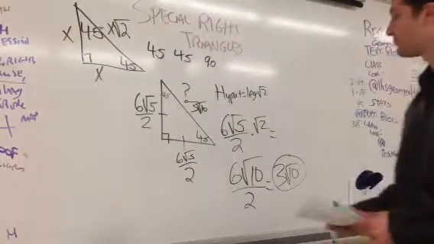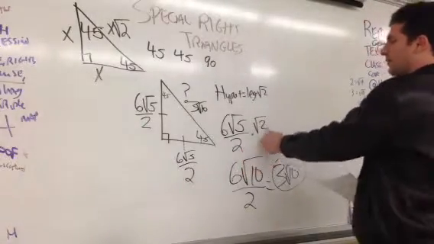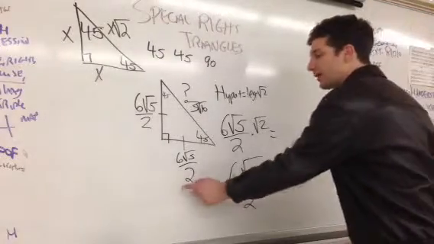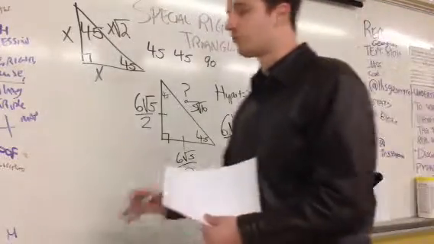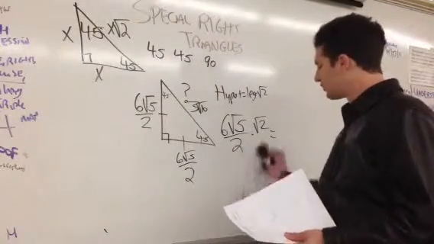Pretty straightforward. Now, a lot of people think that you have to multiply the top and the bottom by the square root of 2, but that's only if we're trying to get rid of the square root of 2 in the bottom. All right, so that's 45, 45, 90. Just wanted to show you one more example. Let's move on to something else.